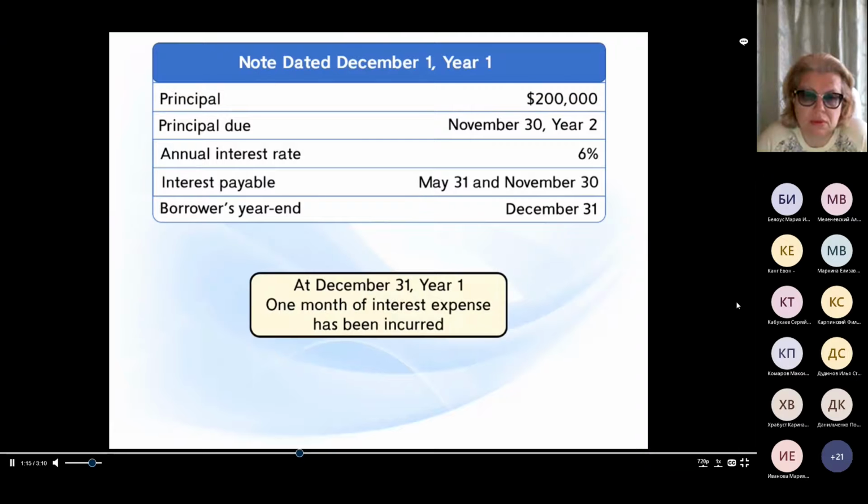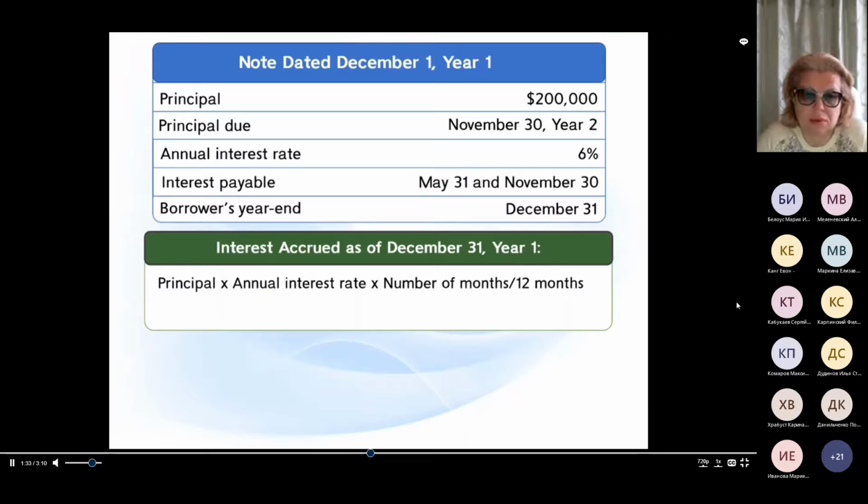Janssen borrowed the money on December 1st, so it must record 1 month of interest expense on December 31st, the end of its fiscal year. It does not matter that the company will not actually pay the bank cash for interest until May 31st of next year. The interest incurred for the month of December and the associated liability equals the principal of $200,000 times the annual interest rate of 6% times 1 month divided by 12 months, or $1,000.